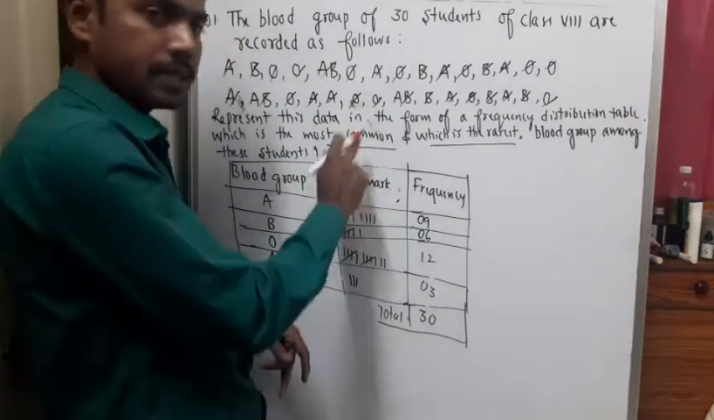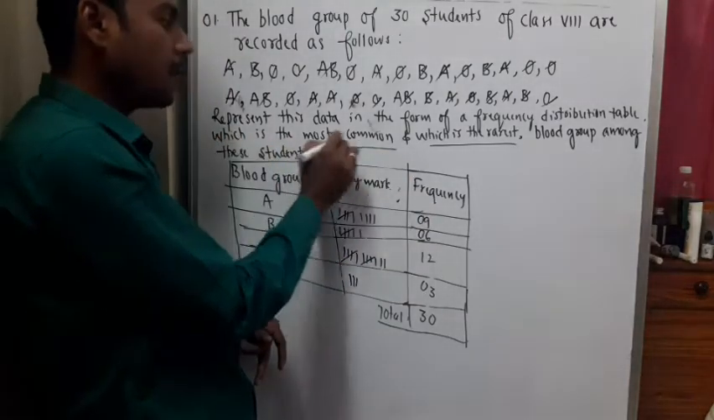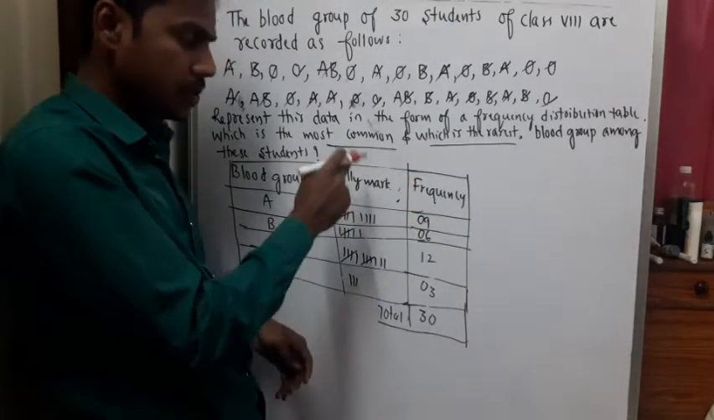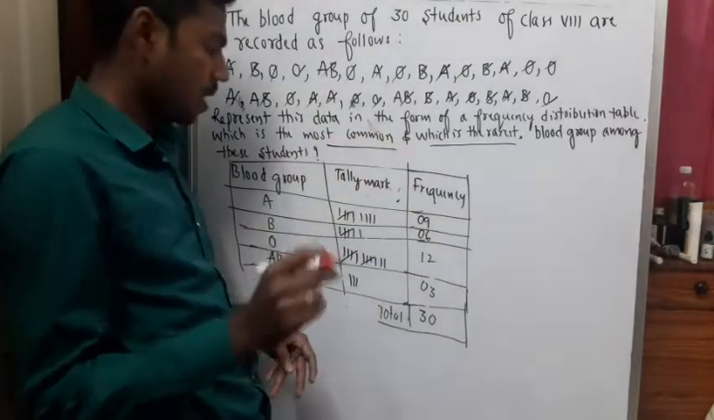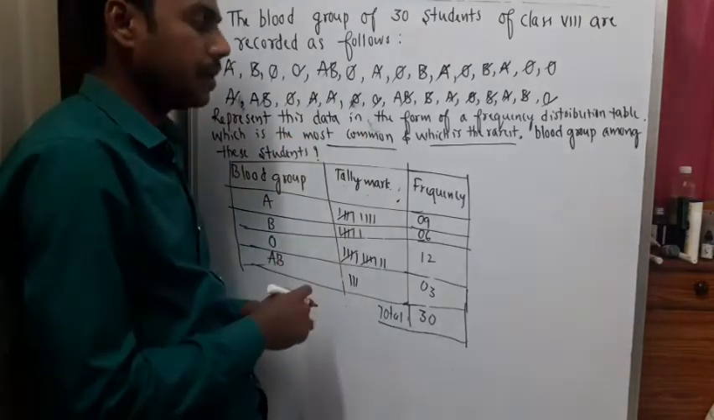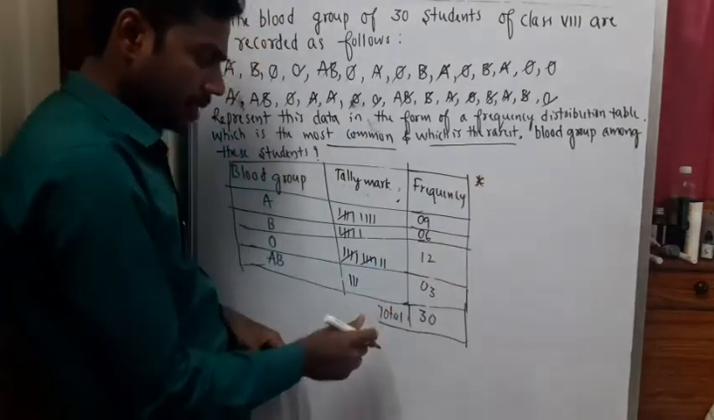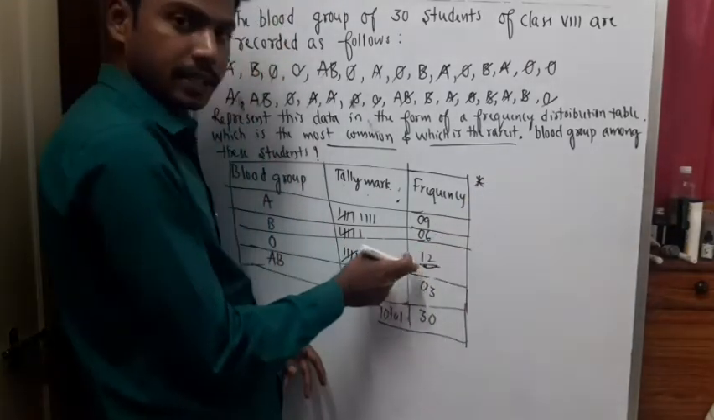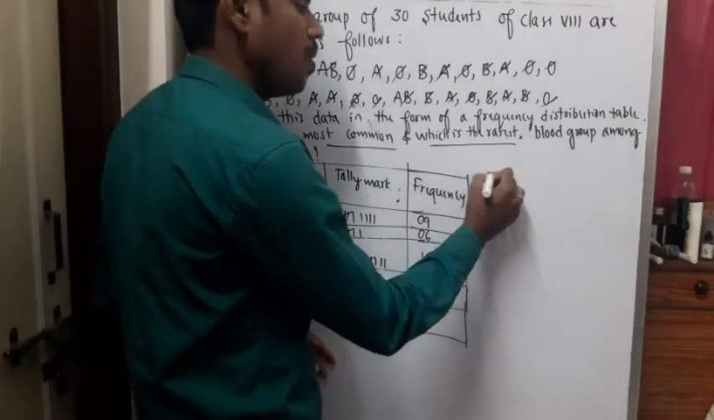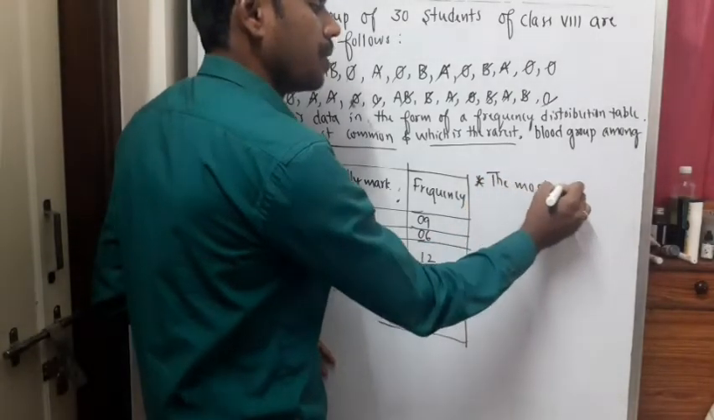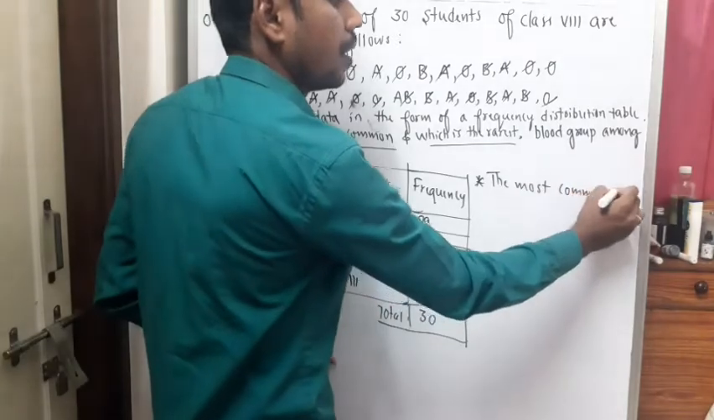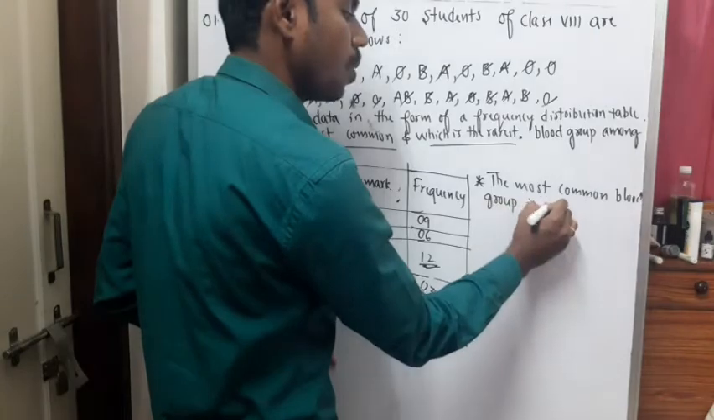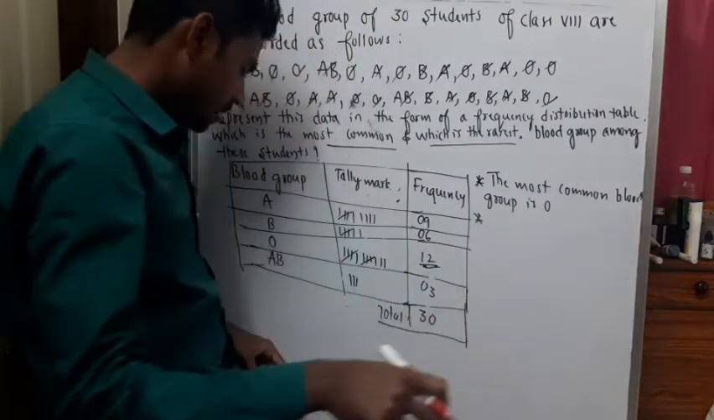Now we need to answer the question: which is the most common and which is the rarest blood group among these students? Using this table, we can answer these two questions. The first one is, which is the most common? The most common is 12, so 12 is the highest, that is the most common. So the most common blood group is O. Next, which is the rarest?